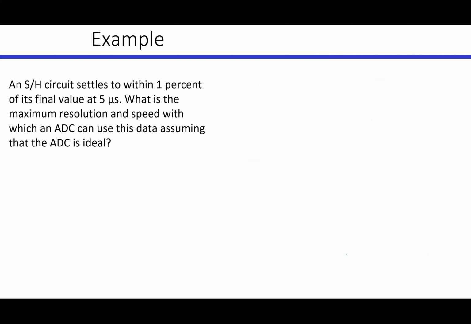Now let's see this example. So if you have a sample and hold circuit that should settle within 1% of its final value at 5 microseconds, what is the maximum resolution and speed with which an ADC can use this data, assuming that the ADC is ideal?